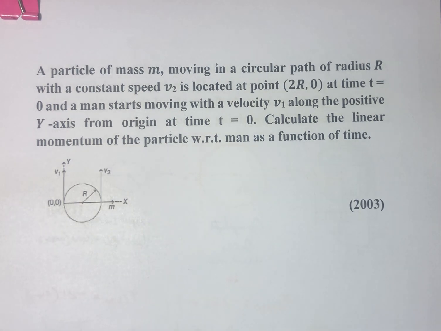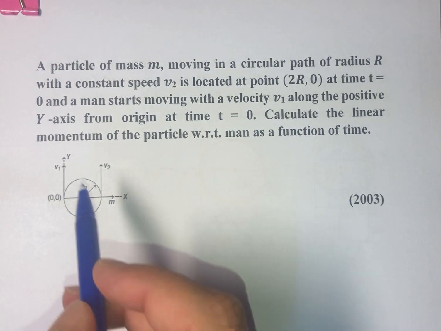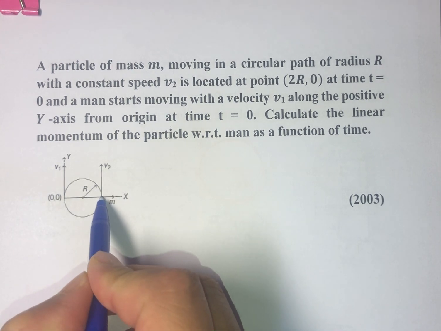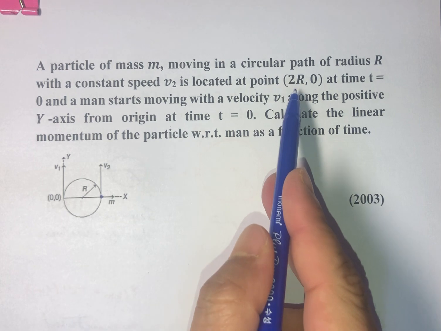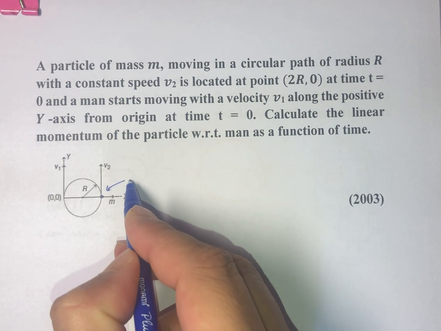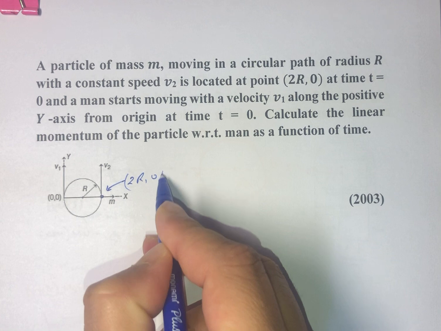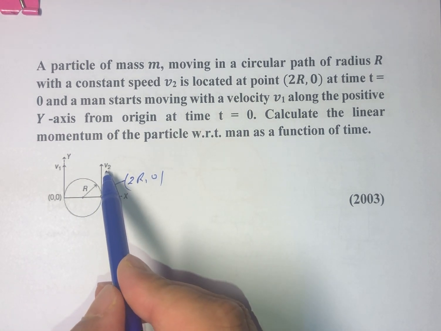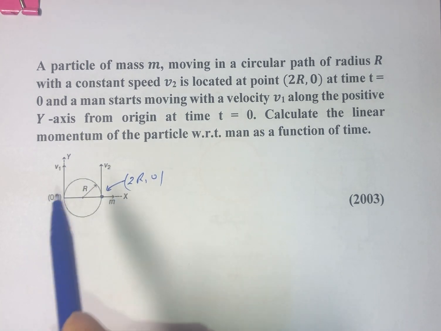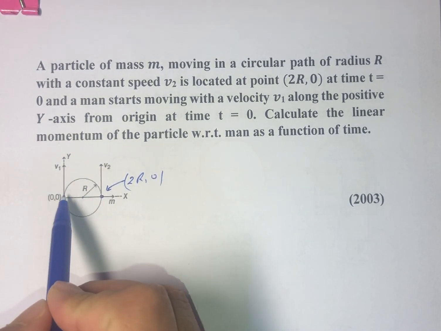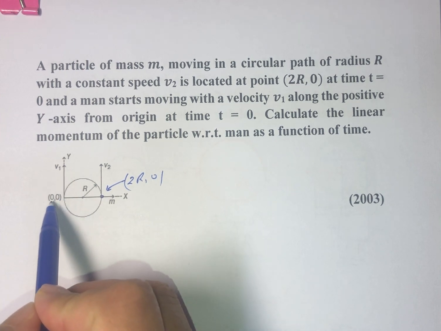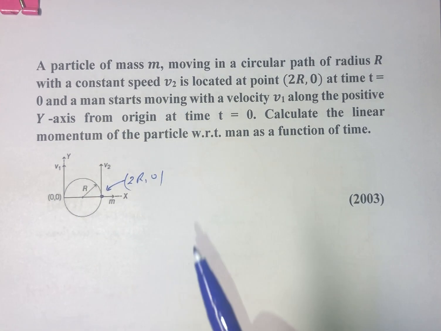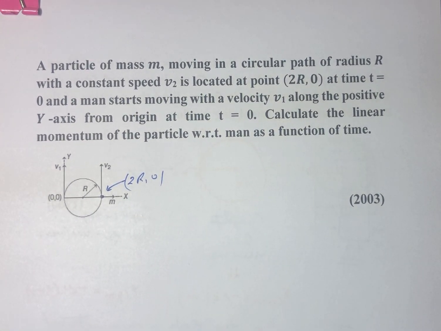So we have a particle which is at, let us suppose, (2r, 0). This is the location of the particle, and it starts to move with the constant speed v2 at time equals 0, and at the same instant a man from the coordinate (0, 0) starts moving along the y-axis, and we have to find out the linear momentum of the particle with respect to the man.